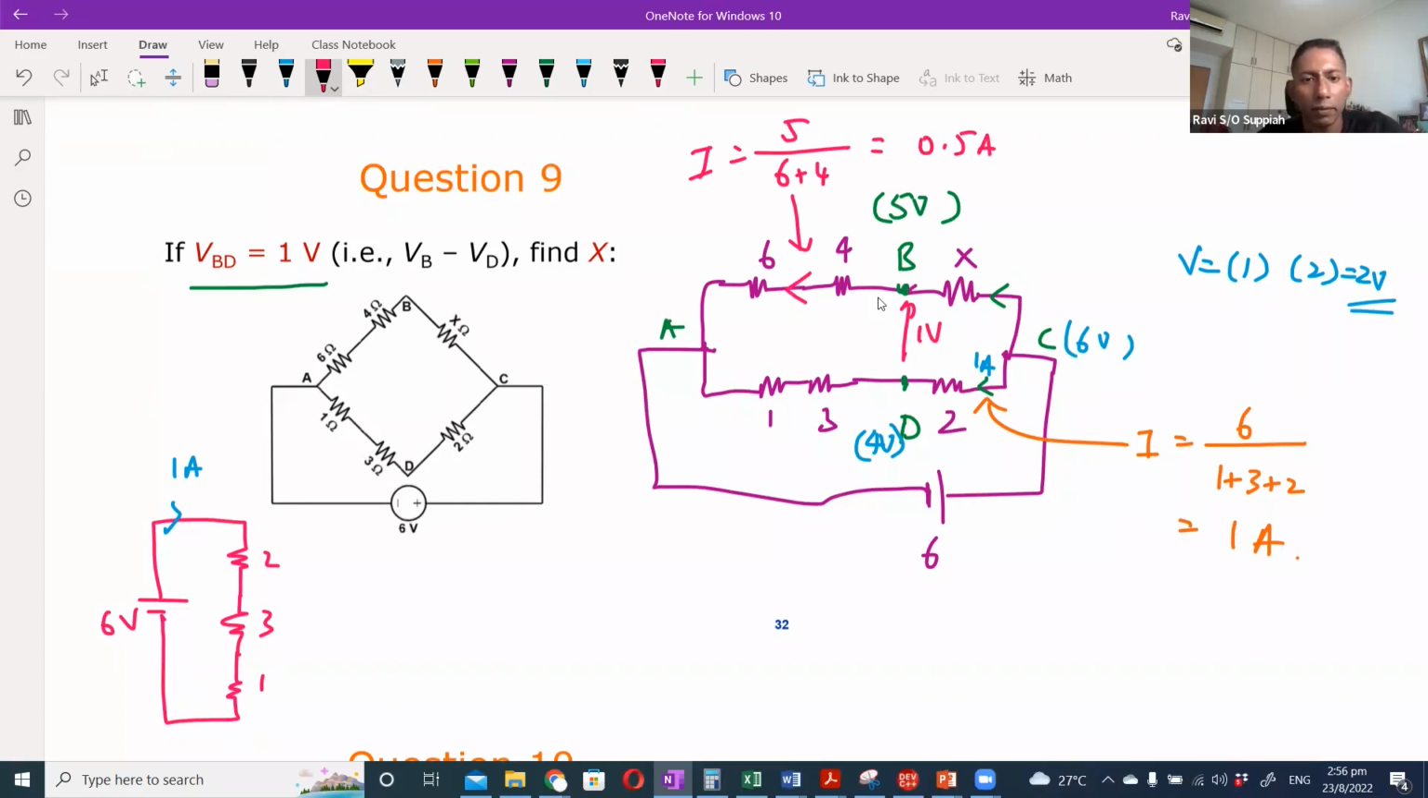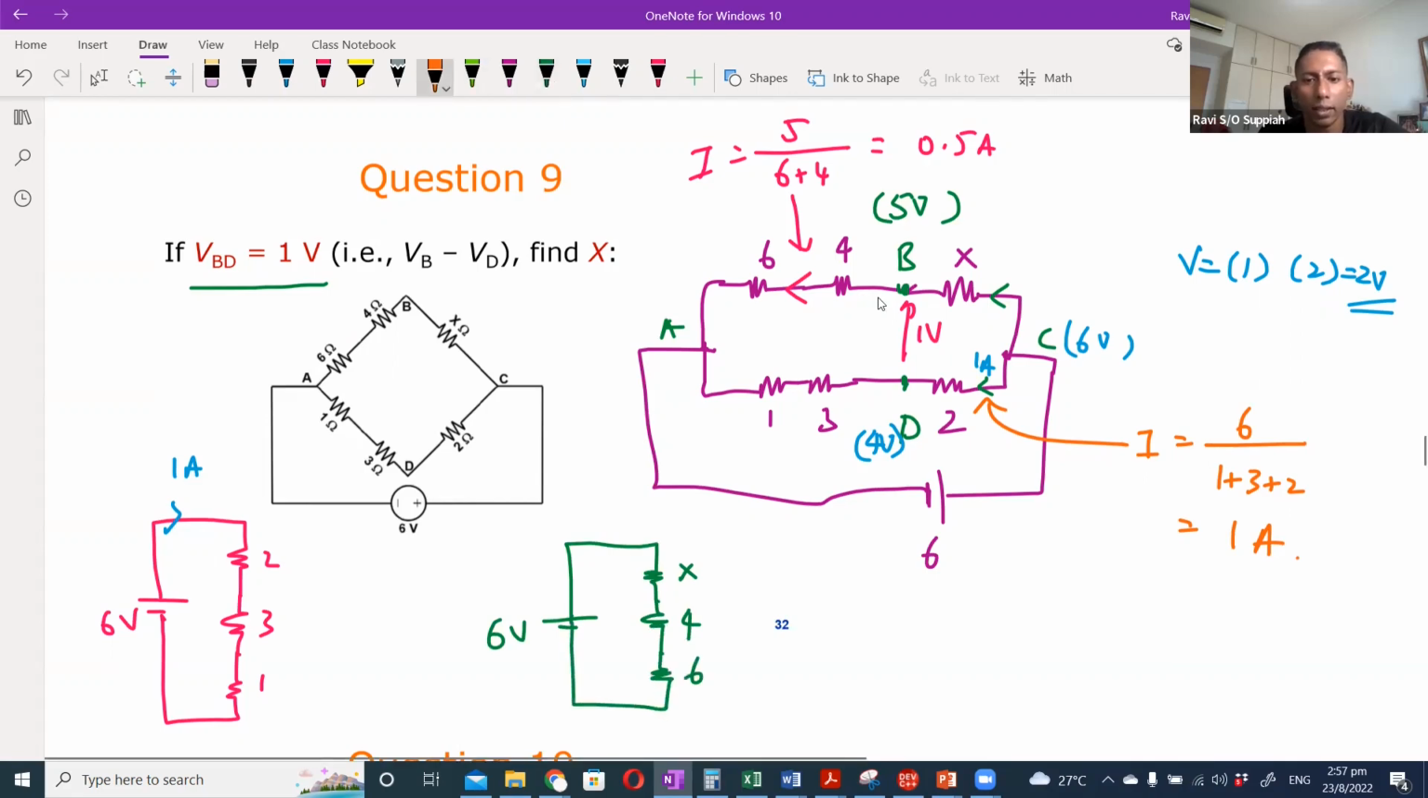It's the same if I were to again redraw this circuit separately. They are both parallel branches. So I can redraw this and say this is X, this is 4, and this is 6. If I tell you that the point here is 5 volt, and we know that this is ground, this is 0 volt, correct? So with that, I can say that the current here is 5 minus 0 over 4 plus 6, correct? The same thing.